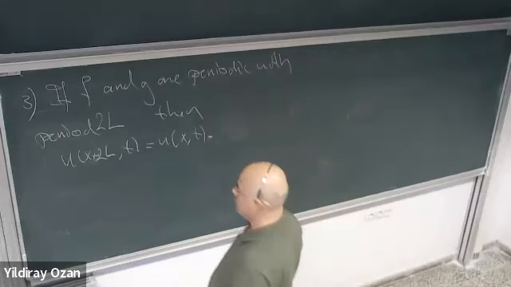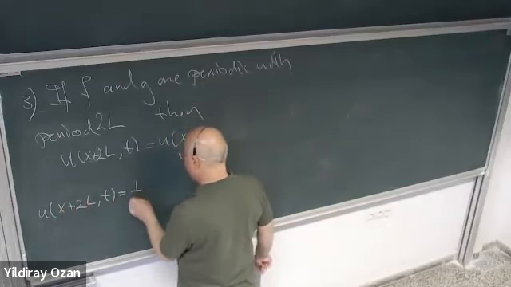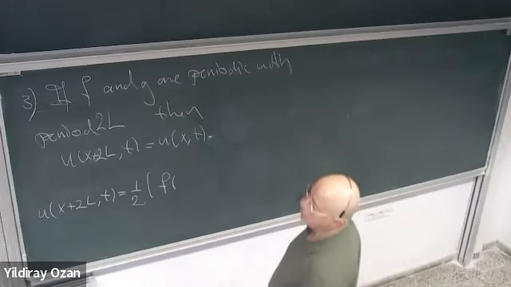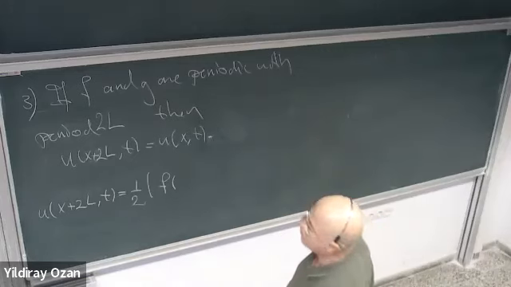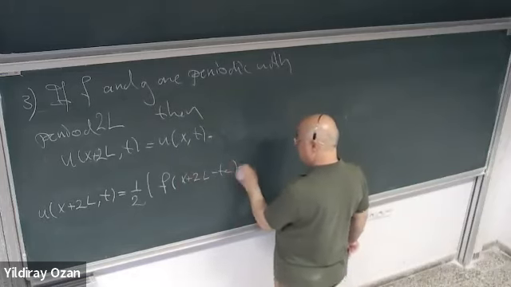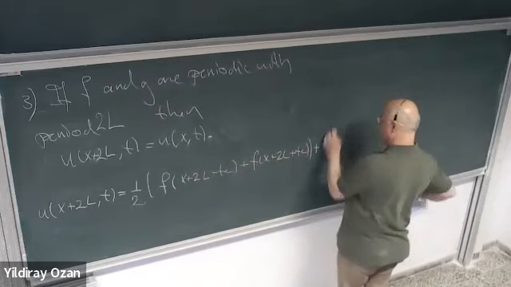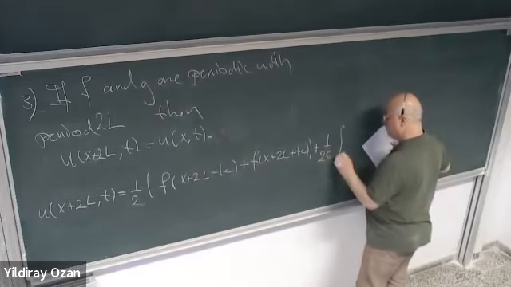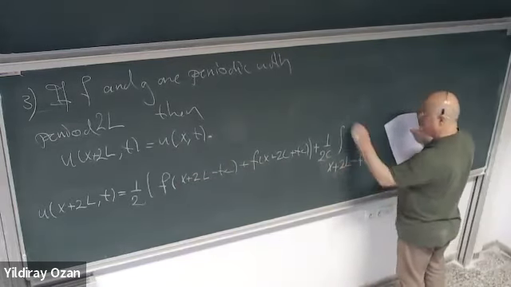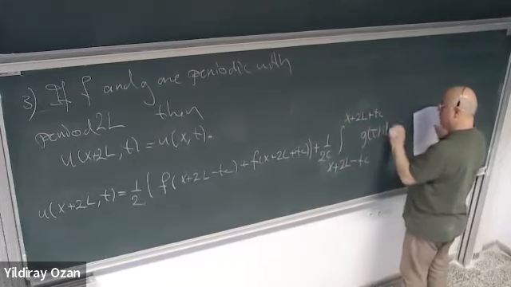Okay, yeah. So u of x plus 2L, t. This is 1 over 2 f of x plus 2L minus tc, plus f of x plus 2L plus tc, plus 1 over 2c times the integral from x plus 2L minus tc to x plus 2L plus tc of g tau d tau.